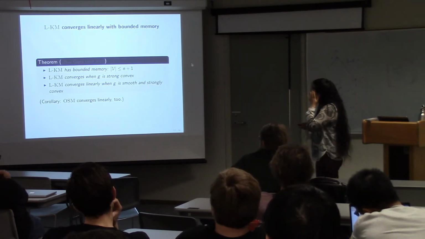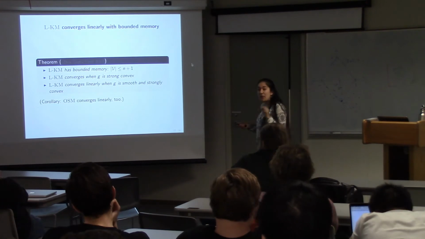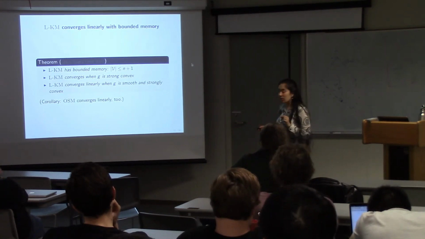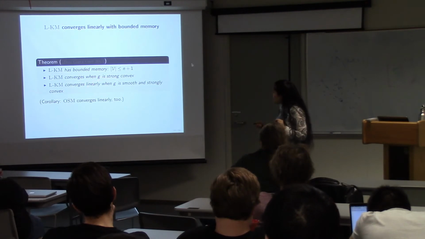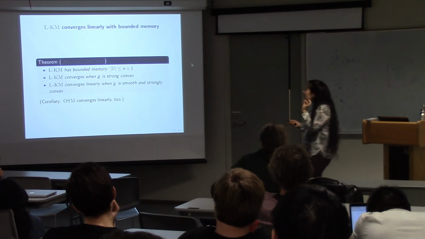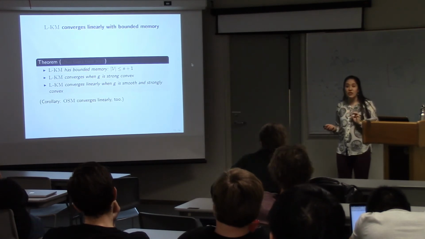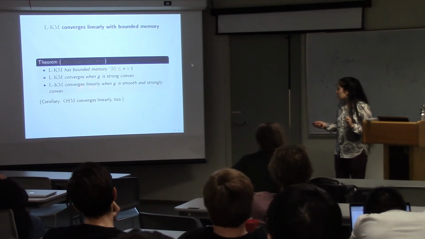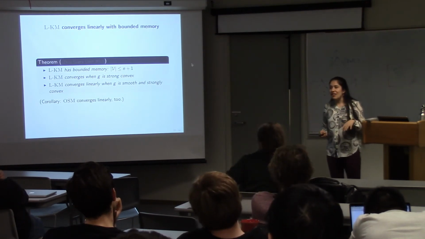So what we proved is that it has bounded memory, so the number of vertices that you keep track of is never more than n+1. It converges as long as G is strongly convex. And it actually converges linearly when G is both smooth and strongly convex. It's basically as good as you can get in optimization.